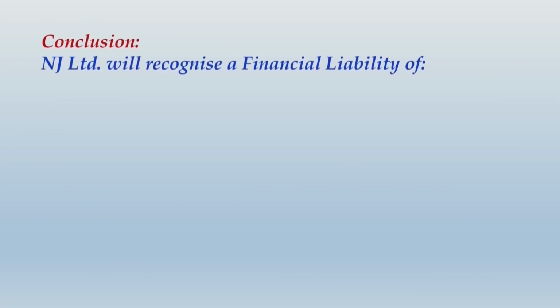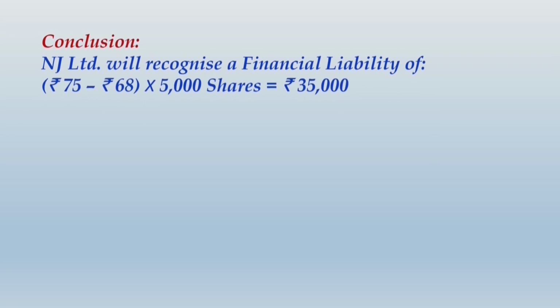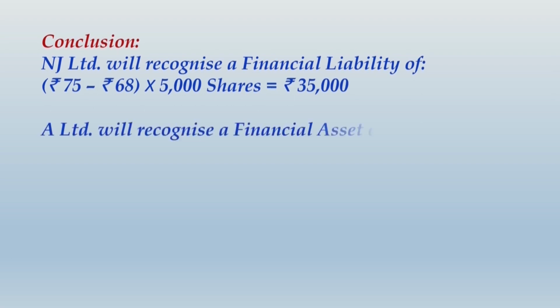We will say that NJ Limited will recognize a financial liability of rupees 75 minus rupees 68, that difference multiplied by number of shares, that is 5,000 shares, and that would be a financial liability of rupees 35,000. So obviously A Limited will recognize a financial asset of rupees 35,000. Write up this whole thing and that will be the end of the answer.